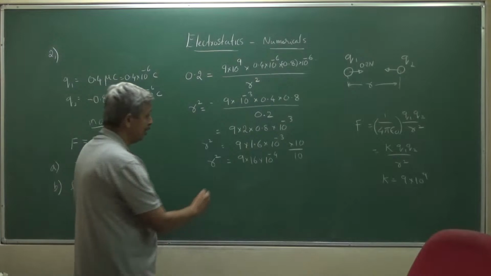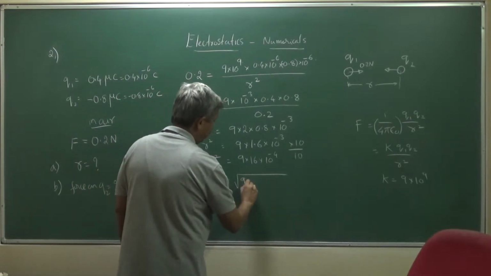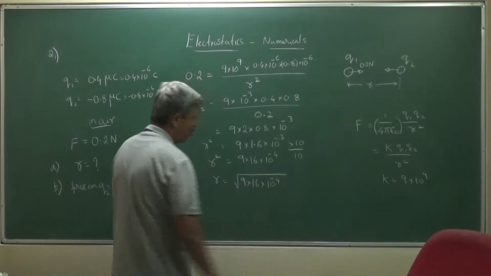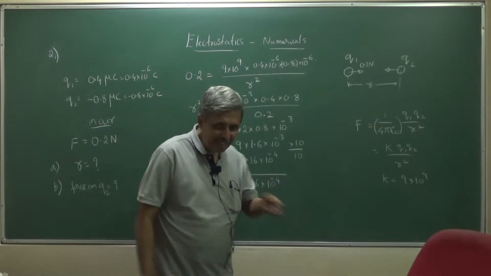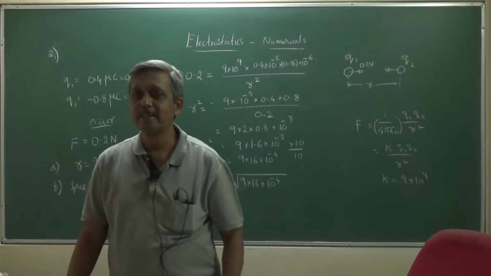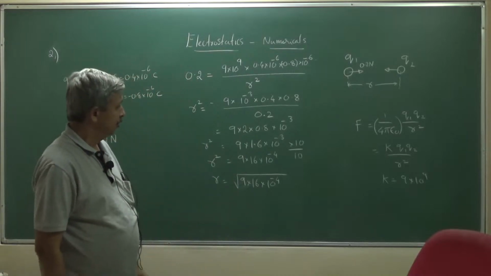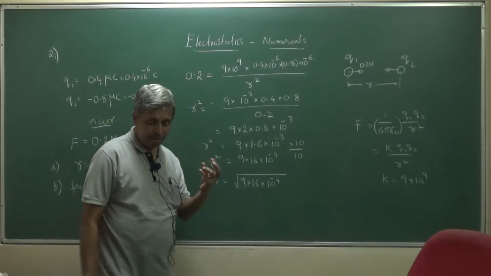Now I am going to calculate r. R is equal to square root of this. See, I am not using any calculator. I am doing everything without one. Why? Because I am using a clever technique to get the numbers in a simple way so that I can work them out. I know that 9 and 16 are perfect squares. That's why I keep writing them.